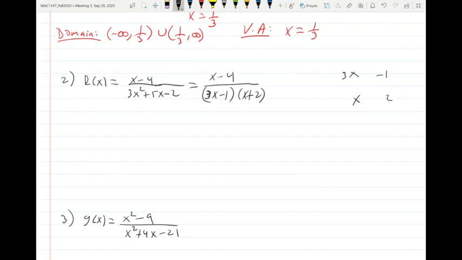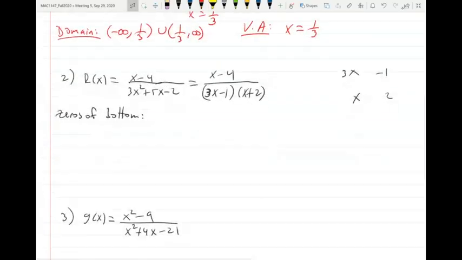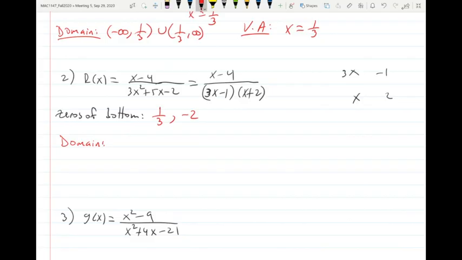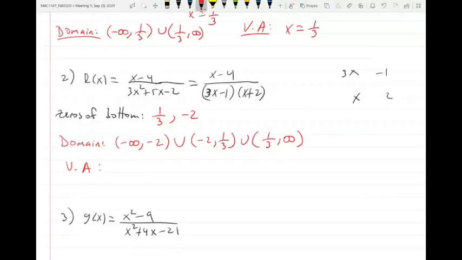Okay? All right, so let's write the zeros at the bottom. So what are the zeros at the bottom? Those are going to be 1/3 and -2. Okay, so what's the domain for this function? It is all real numbers except these two guys. So it will be -infinity to -2 union -2 to 1/3 union 1/3 to infinity. That's our domain.